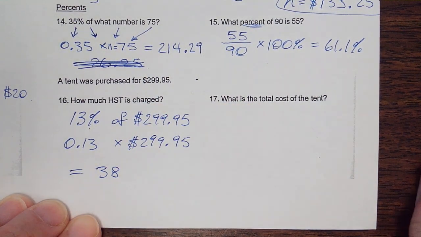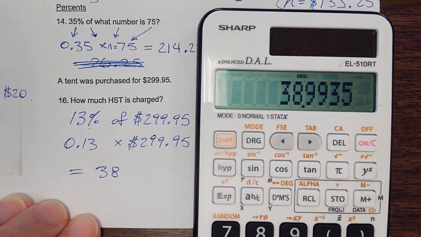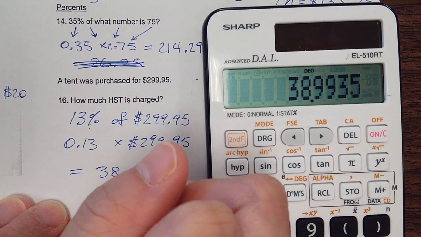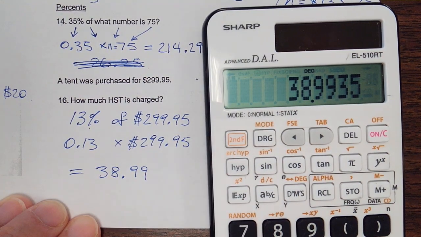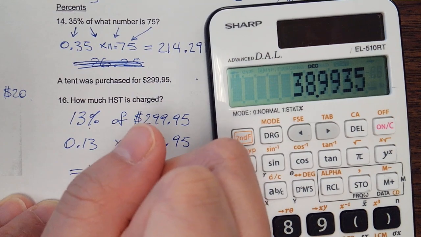Oh, I get this, 38.99. How should I write my final answer then? Matthews? Like this? Full mark? Dollar sign, right?